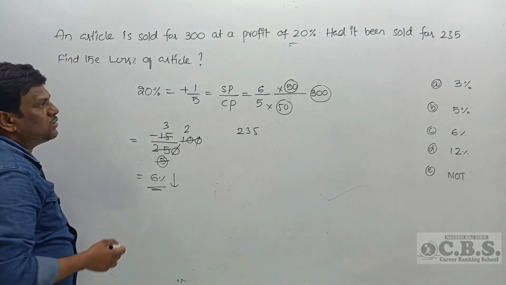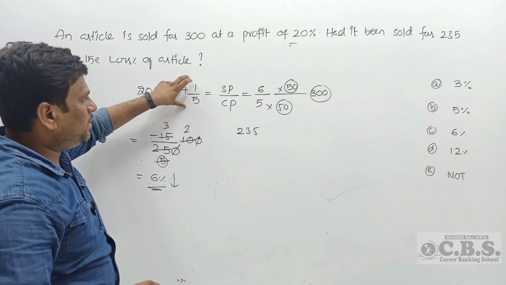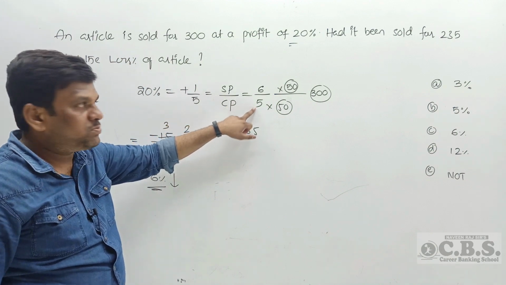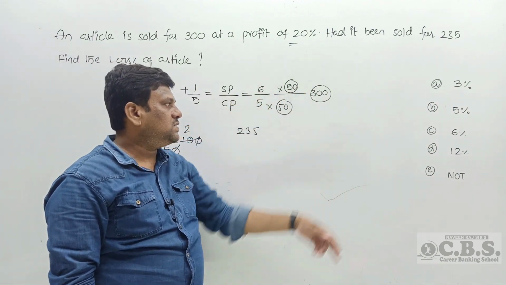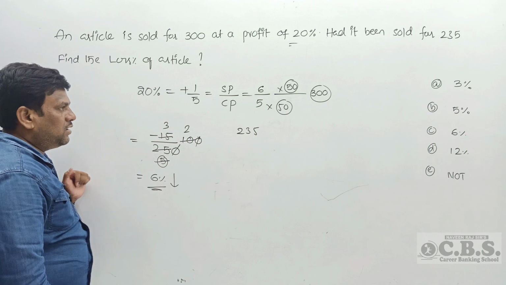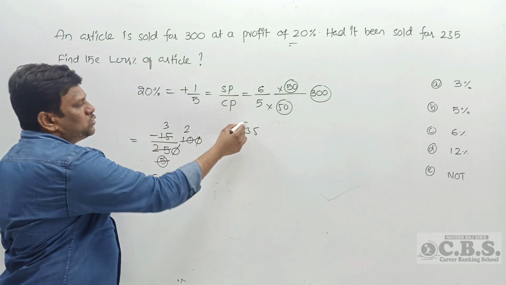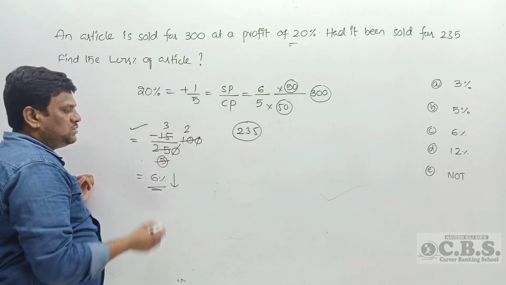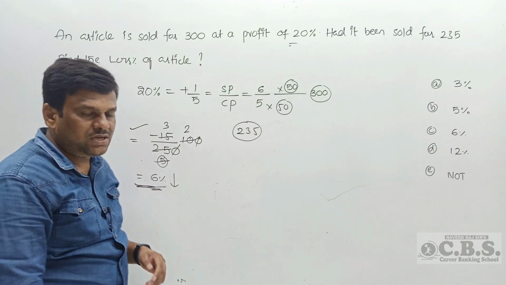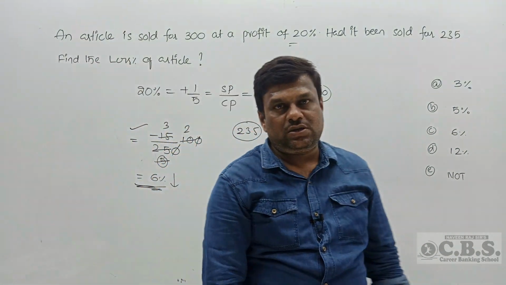Okay, so this is one way to answer the question. 20% means 1 by 5. Therefore the cost price is 5 rupees, the profit is 1 rupee. Therefore 6 parts is 300. What about 5 parts? So 250. So when he sold at 235, it is a 15 rupees loss. So what is the loss percentage? 6% is the loss percentage. Let's go for another question.